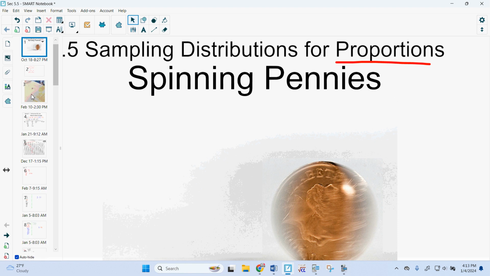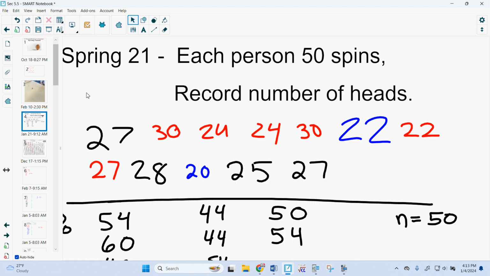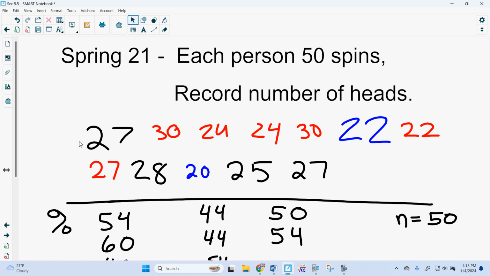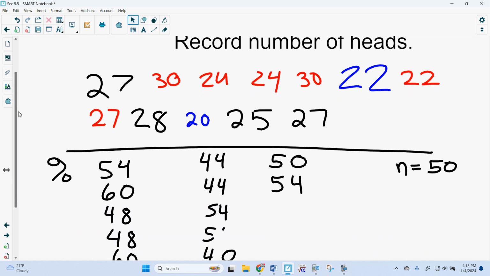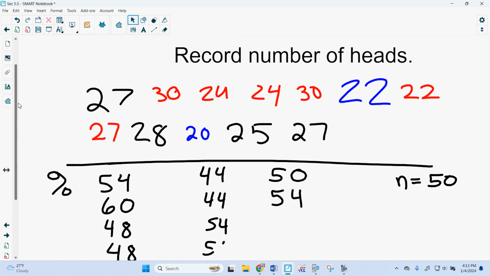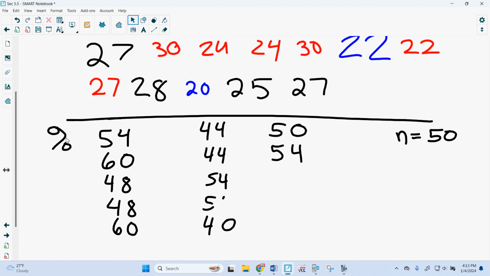I've done this in the past. Each person spins a coin 50 times and records the number of heads. Here are the answers that this class got. You can see the top is the number of heads. If we convert this into a percentage, the number down below would be our p hat. Remember, that is the proportion statistic that we get.